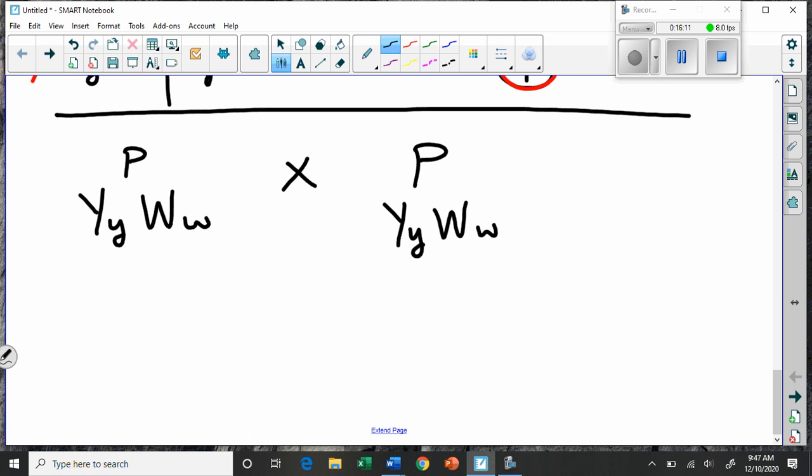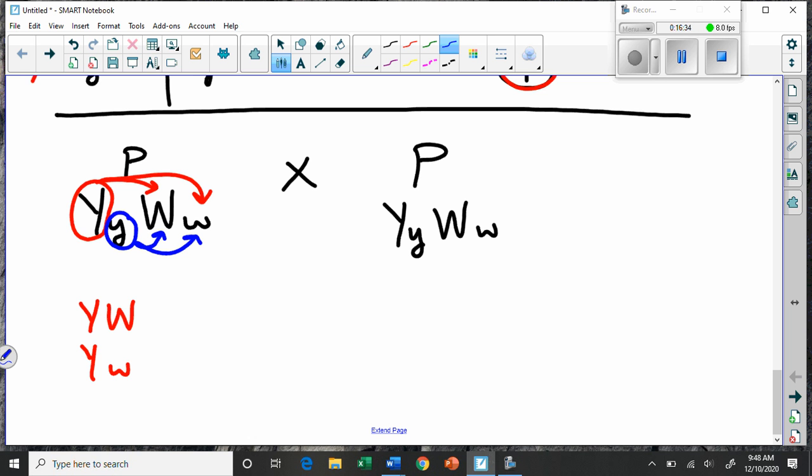Okay, now to get to possible gametes, we have to take the first Y and combine it with the other possible letters that go with it. So the first one would be Y with a big W, also a capital Y and a small w. But we also then have to take the small y and combine it. So the small y will have big W, and small y, little w.